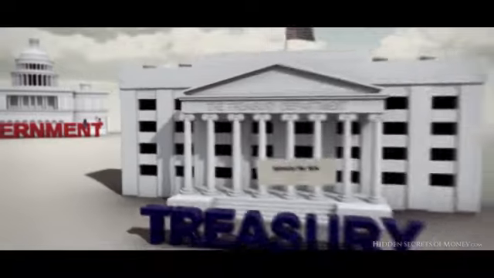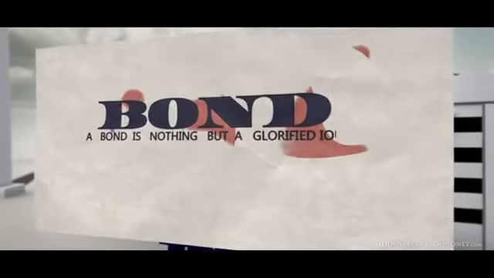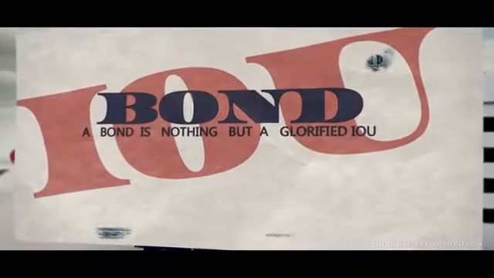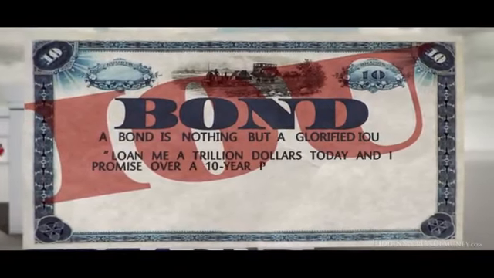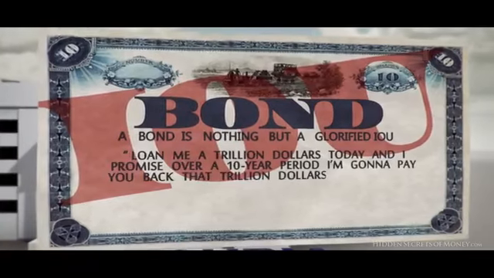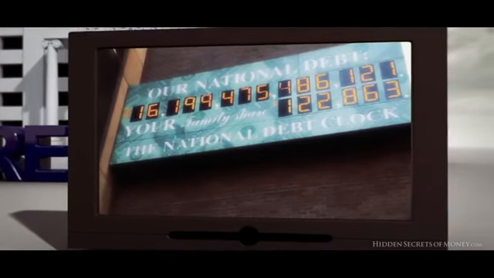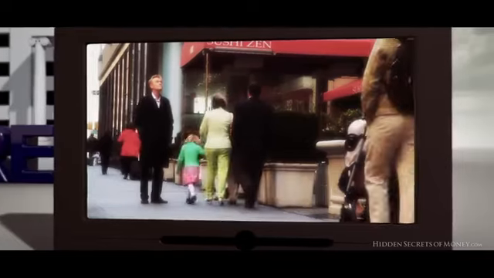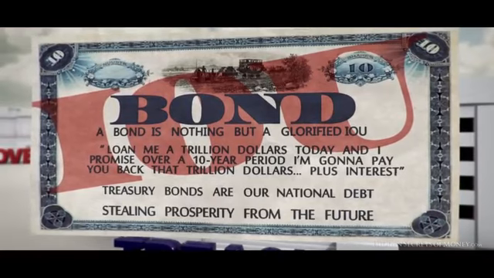To pay for that deficit spending, the Treasury borrows currency by issuing a bond. So what's a bond? If you think about it, a bond is really nothing but a glorified IOU. It's a pretty piece of paper with numbers printed on it that says, "Loan me $1 trillion today, and I promise over a 10-year period I'm going to pay you back that $1 trillion plus interest." But what you need to understand is that Treasury bonds are our national debt. These glorified IOUs are to be paid back by you and I and our descendants through future taxation. Therefore, when the government issues a bond, it steals prosperity out of the future so that it can spend it today.